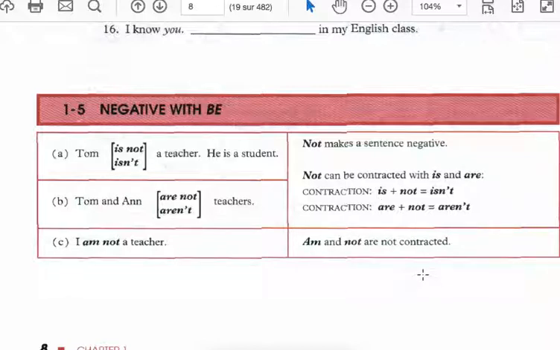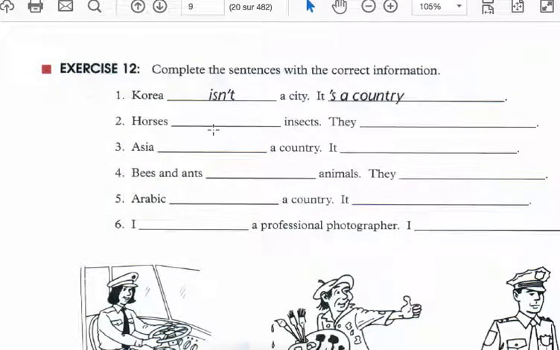So let's do an exercise quickly. Korea isn't a city, it's a country. Horses aren't insects, they are animals. Asia isn't a country, it's a continent. Bees and ants aren't animals, they are insects. Arabic isn't a country, it's a language. I'm not a professional photographer, I'm a teacher, an entrepreneur.